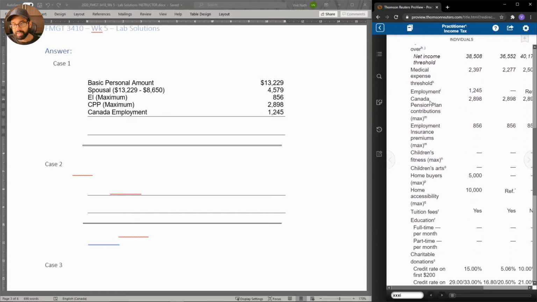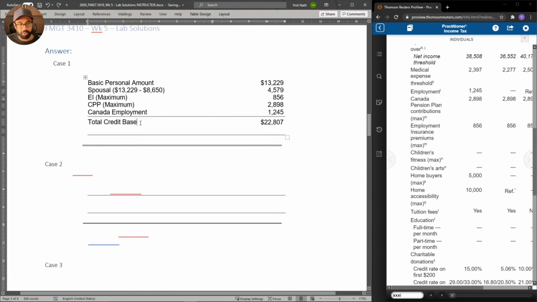We can see here the Canada Pension Plan amount of $2,898. Just above that is the Canada Employment Credit of $1,245. And down here is the employment insurance premiums of $856. That's where the numbers came from. Once we have all of our tax credits, we can add them together.